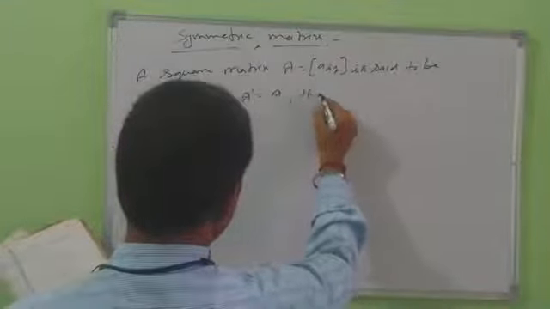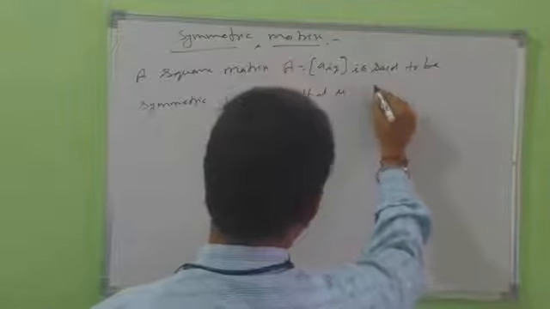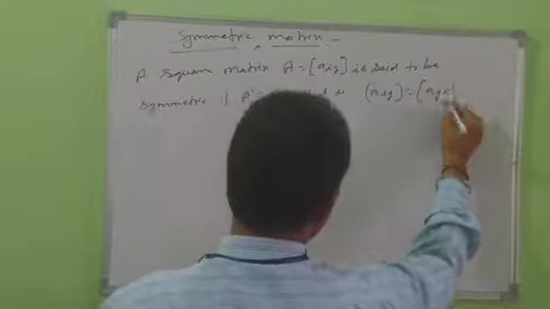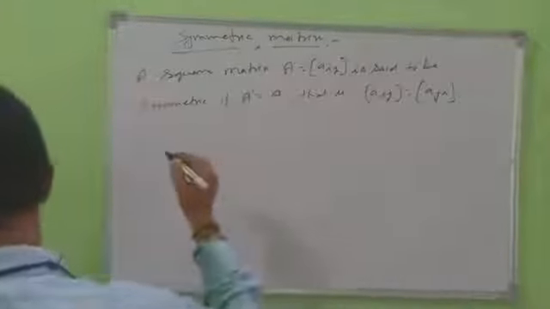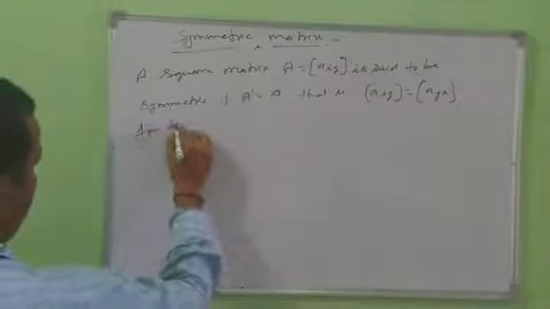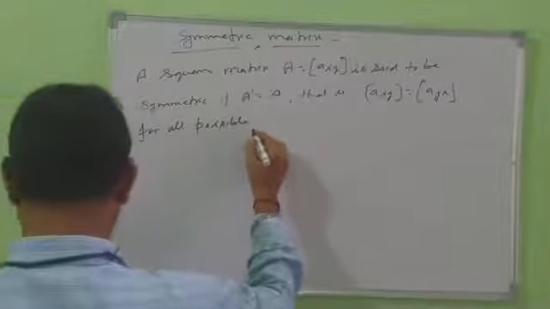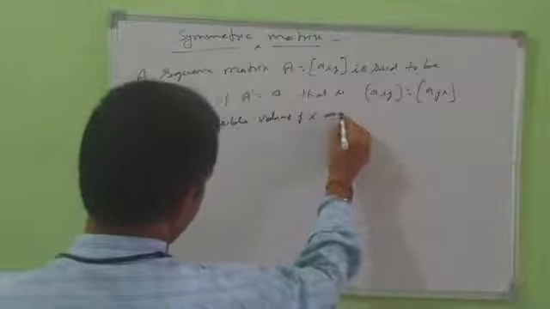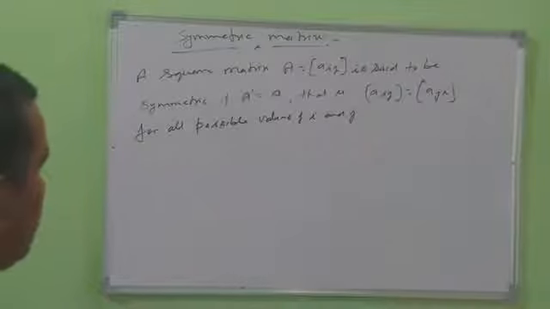that is, if aij equals aji, aij equals aji for all possible values of i and j. What is the example here?